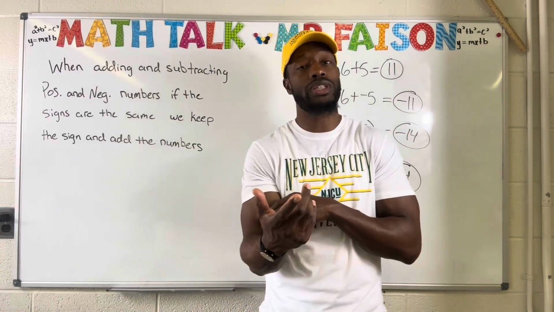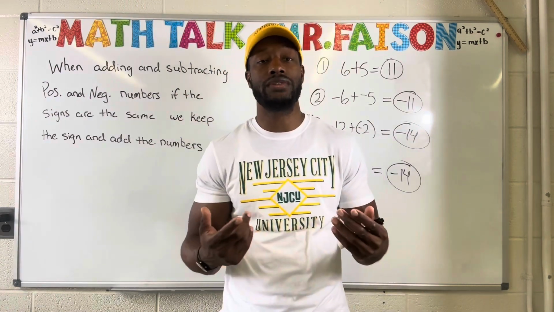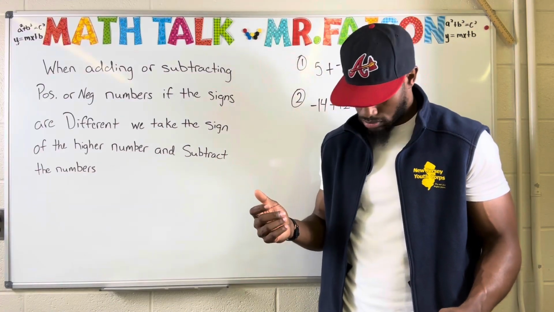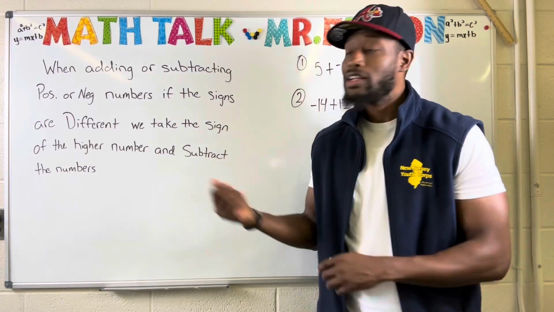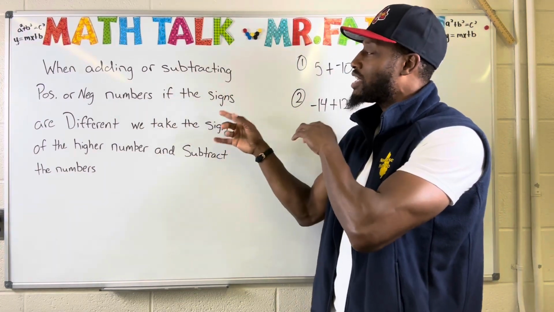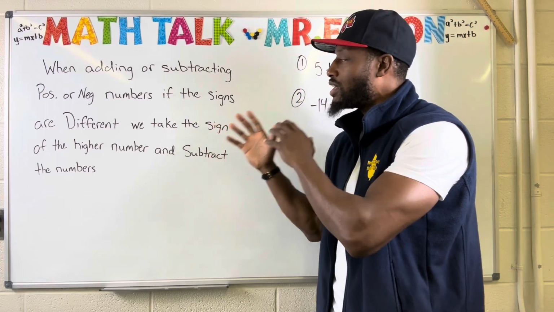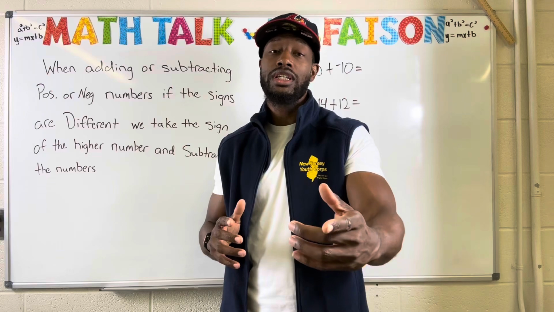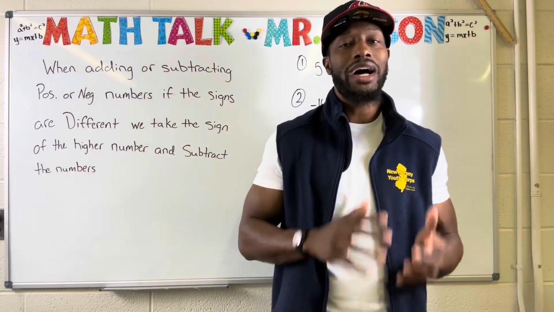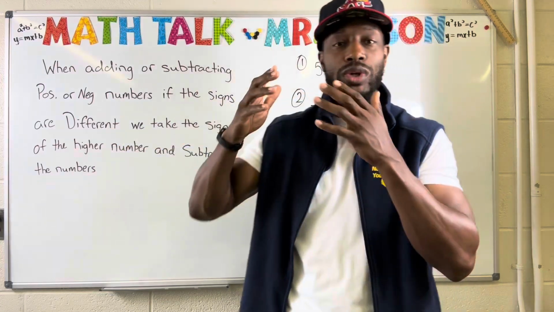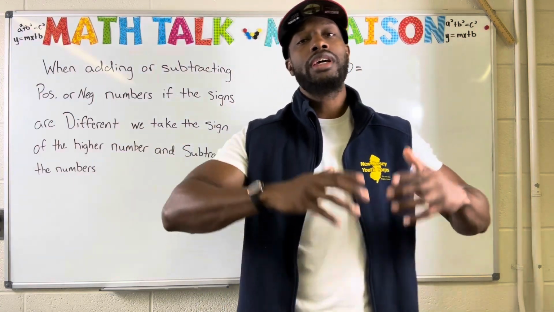But now what I want to do is show y'all what happens when the signs are different. Look, when adding or subtracting positive and negative numbers, if the signs are different, we take the sign of the higher number and subtract the numbers. Once again, when we're adding and subtracting positive and negative numbers, if the signs are different, we take the sign of the bigger number and we subtract.